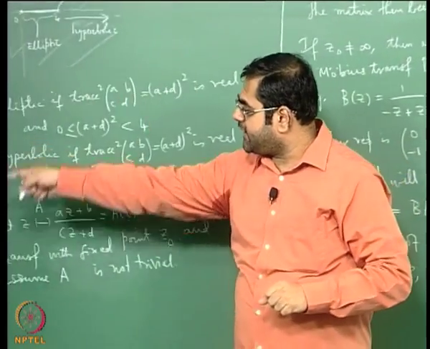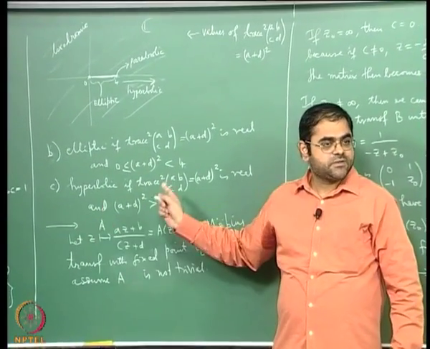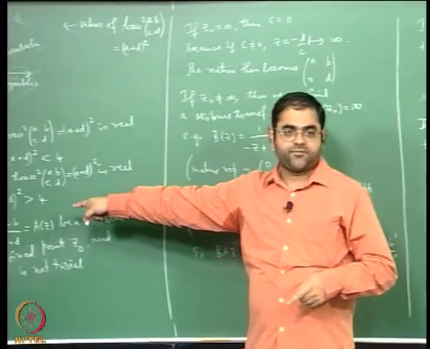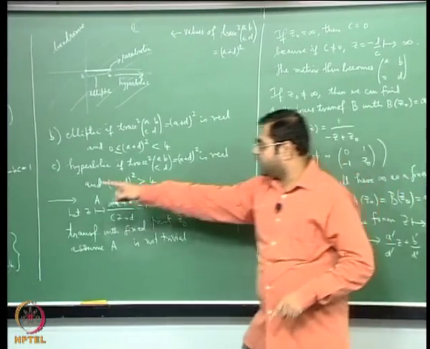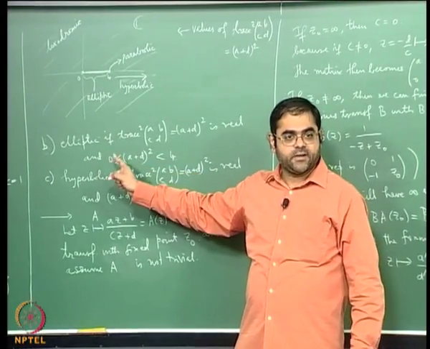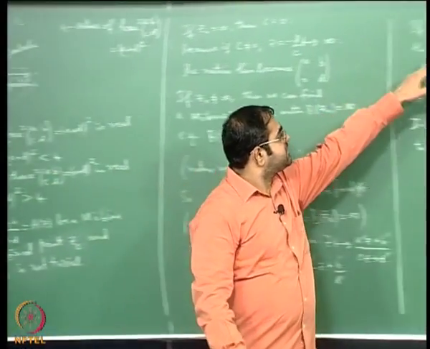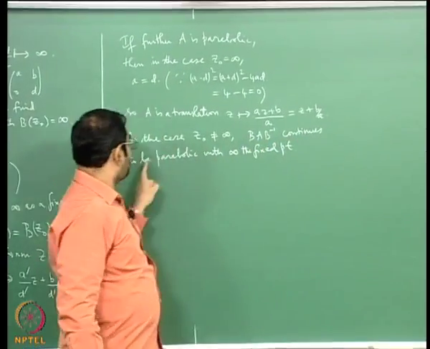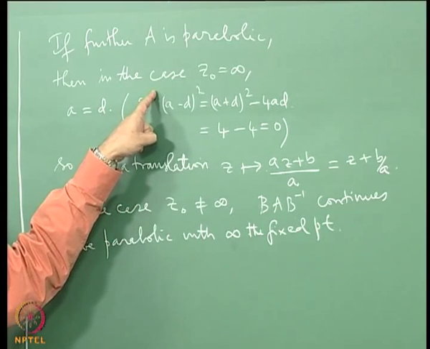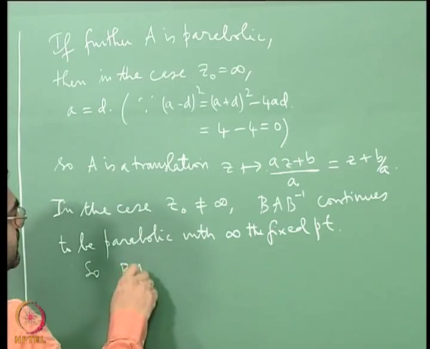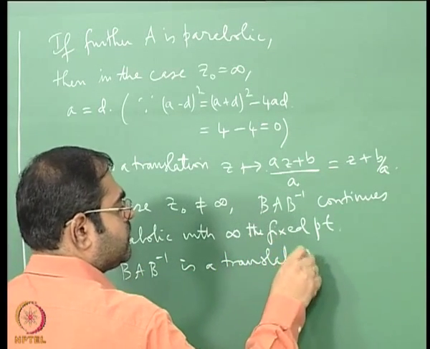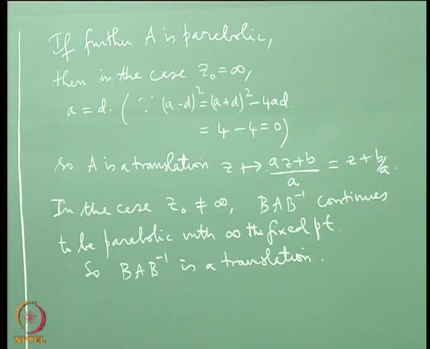So if I take any Moebius transformation with any of these properties and if I conjugate it, I will continue to get a Moebius transformation with the same properties. If I conjugate a loxodromic transformation, I will again get a loxodromic transformation. If I conjugate an elliptic transformation, I will again get an elliptic transformation, and so on. So since I have assumed A is parabolic, B A B inverse continues to be parabolic, and infinity is a fixed point, so you are in this case. So B A B inverse is a translation.